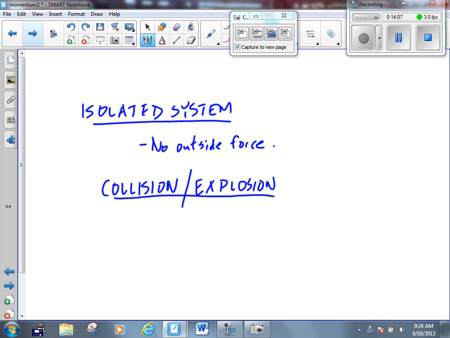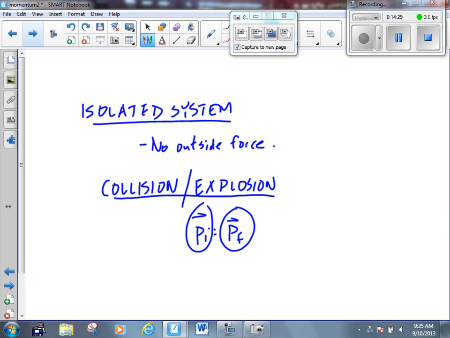If we look at conservation of momentum in any collision or explosion and recognize that momentum stays the same, then every single time we have a collision or explosion, we're going to set it up like this. Pi equals Pf. And then we're going to sub in an expression for Pi and Pf.